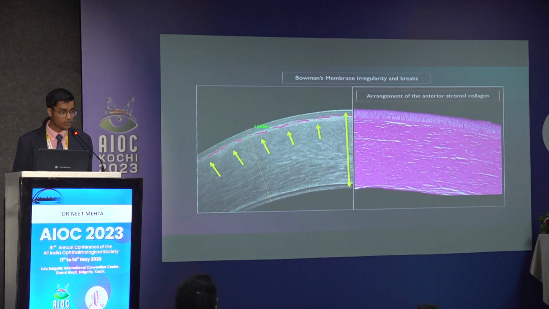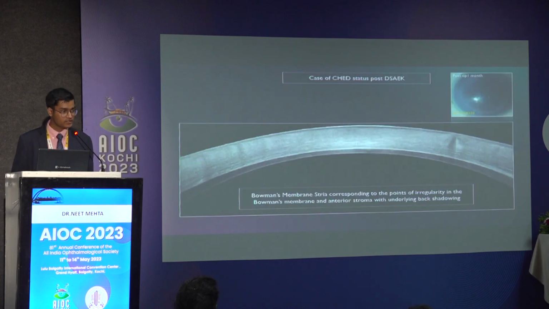However, in cases of CHED, because of the corneal edema, it acts like a pressure and aligns the Bowman folds and Bowman breaks, so it appears as if they are pretty smooth. Once the patient undergoes a DSAEK surgery, the cornea again gets into a relatively dehydrated state, and that is when these Bowman's membrane folds get unmasked. This is the post-operative anterior segment OCT of the patient, and here we can see that the Bowman's membrane striae start at the level of the Bowman's in the anterior stroma, and there is back shadowing that is seen.